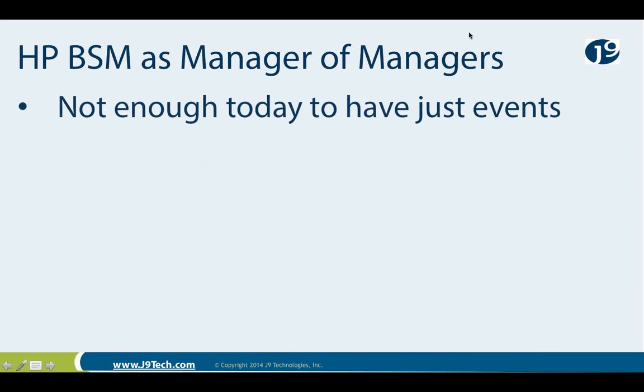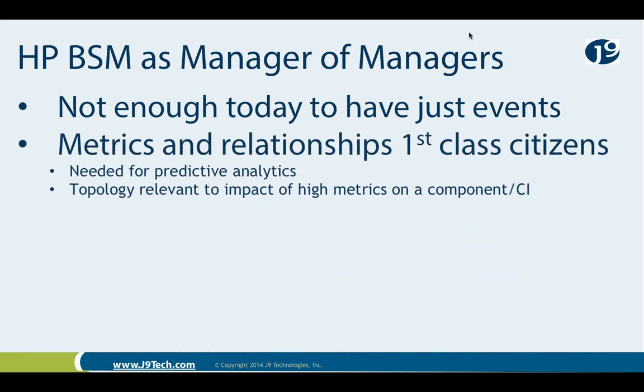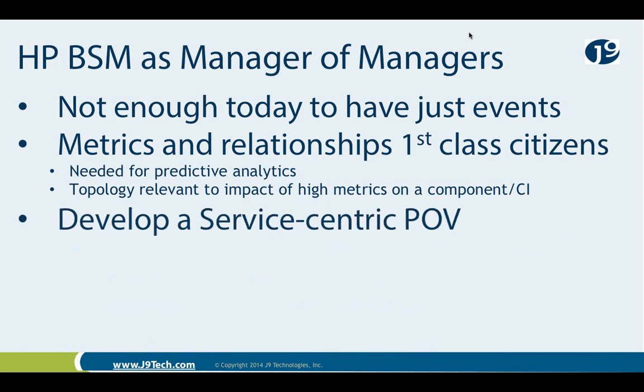BSM, once again on that topic, is a manager of managers. It's not enough today to have just events. You really need to pull in the metrics and topology and be able to correlate those together. Metrics and relationships are really first-class citizens, and they're needed for downstream. We'll talk about that here in a minute, but they're necessary for predictive analytics. And of course, topology gives you context to high metrics, or metrics that are out of bounds on a particular component or CI.